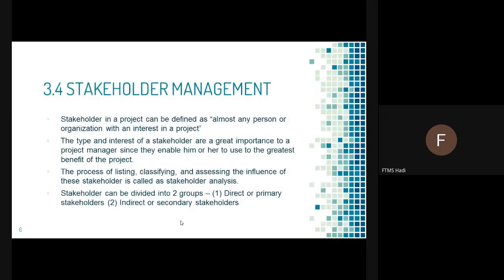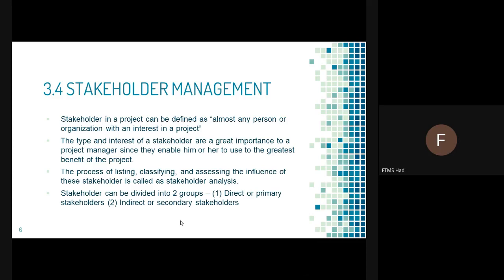Alright, stakeholder management, the management of stakeholders. A stakeholder in a project can be defined as almost any person or organisation with an interest in the project. Anyone in the organisation who has an interest in the project. Staff, managers, even the cleaner can sometimes be a stakeholder, but quite minor only. Or customers, clients, any person or organisation that has an interest.